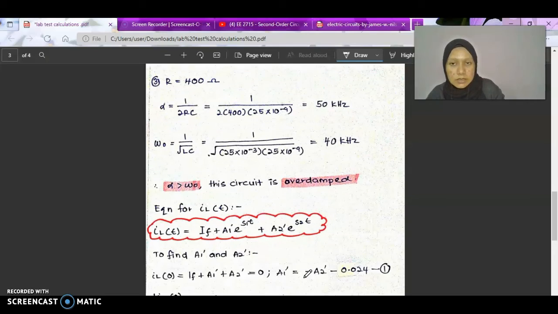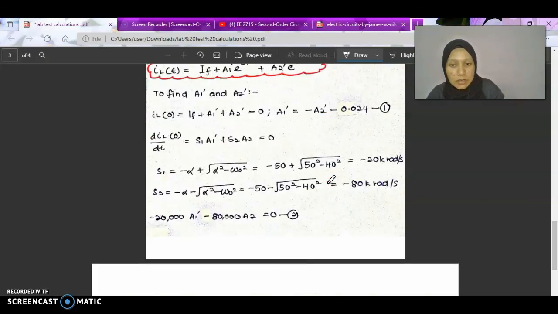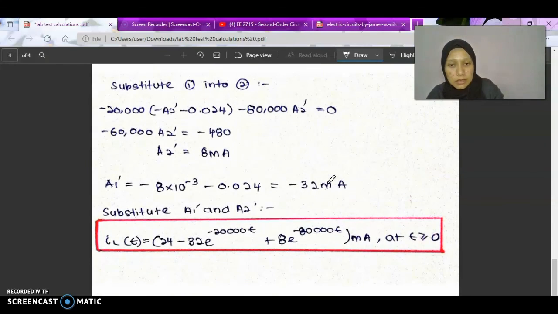Okay, so lastly, when the resistor is equal to 400 ohms, and we calculate the omega node and alpha, we can see that the value of alpha is greater than omega node, and at this time, the circuit is overdamped. And after solving all that, we are going to get this expression.